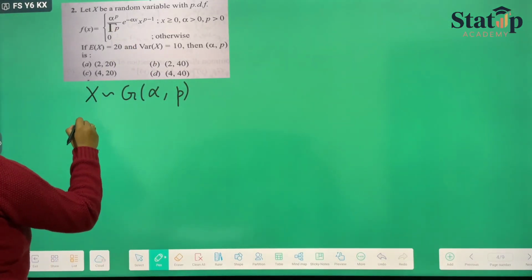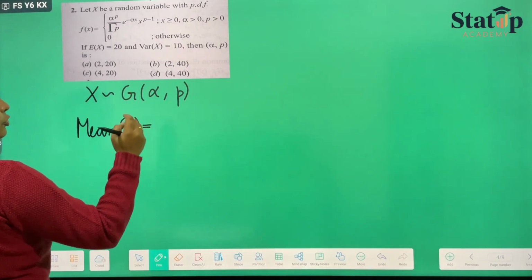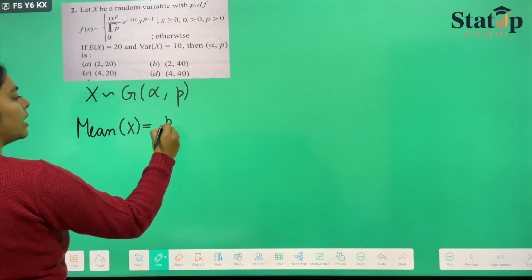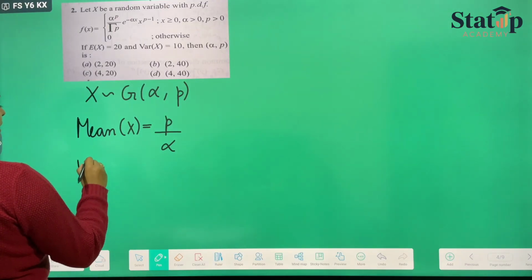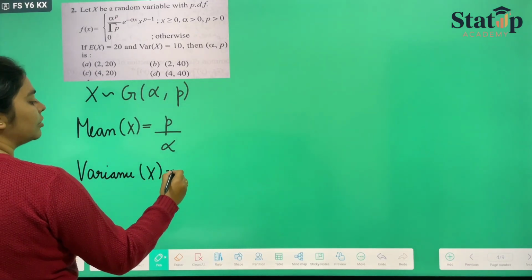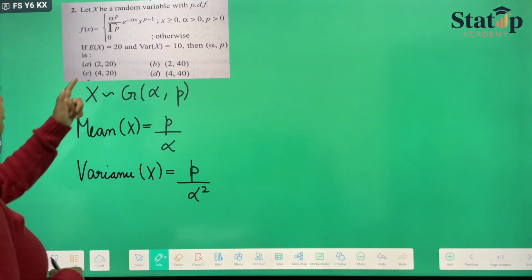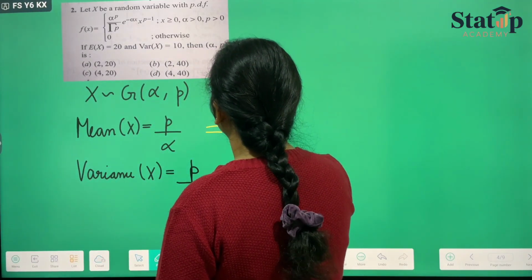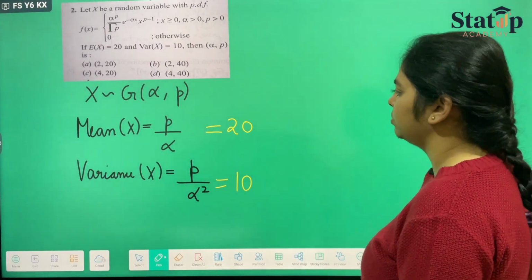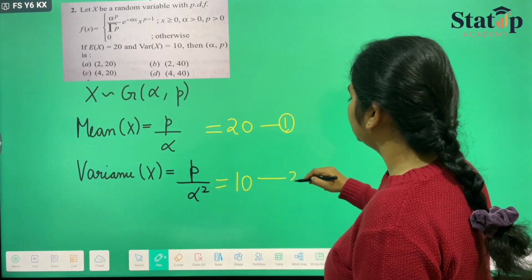Now we know that mean of x, for two parameter distribution, is nothing but lambda upon beta, but lambda is p and beta is alpha, and variance of x is lambda upon beta square, which is p upon alpha square. Now they have provided us that mean is equal to 20 and variance is equal to 10, and they have asked us the values of alpha and p. So let us consider this equation number 1 and 2.